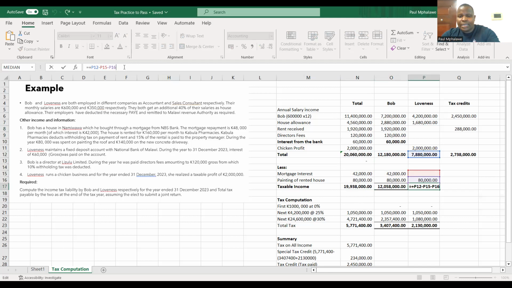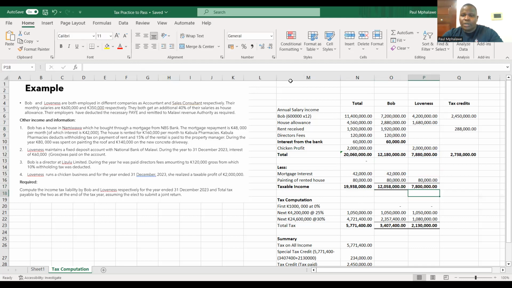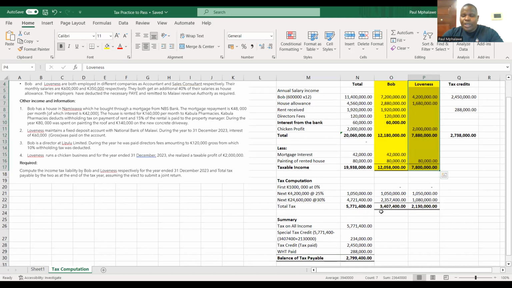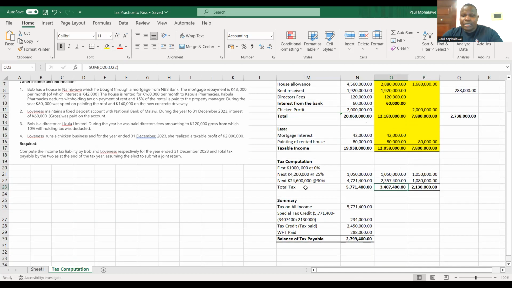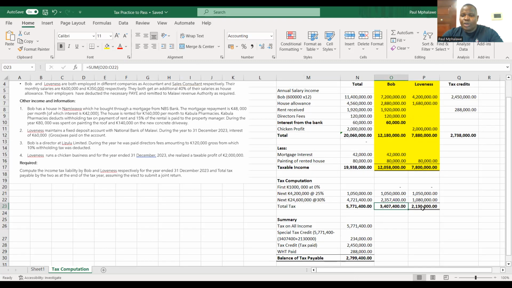Total minus 80,000, that becomes 7,800,000. Remember, we are calculating individually. At the same time, we are calculating as they have elected a joint tax return. That's an emphasis. Okay. So individually, they could have paid 3.4 million in tax for Bob, and Loveness could have paid 2.1 million.